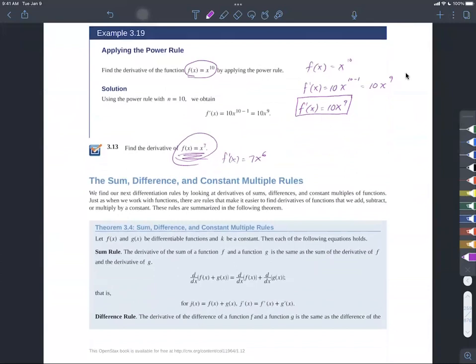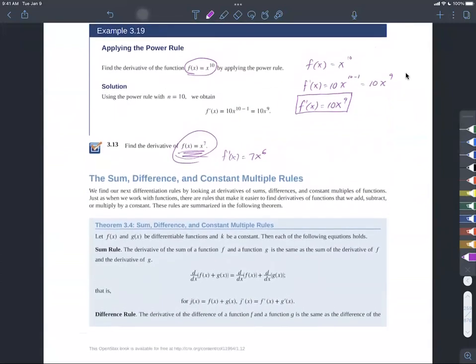But of course, this all relies on the limit definition. Okay, next. Sometimes you don't want to take the derivative of a single function, but maybe a sum of 2 functions, or a difference of 2 functions, or a constant multiple of a function. So let's read. We find our next differentiation rules by looking at derivatives of sums, differences, and constant multiples of functions. Just as when we work with functions, there are rules that make it easier to find derivatives of functions that we add, subtract, or multiply by a constant. These rules are summarized in the following theorem.